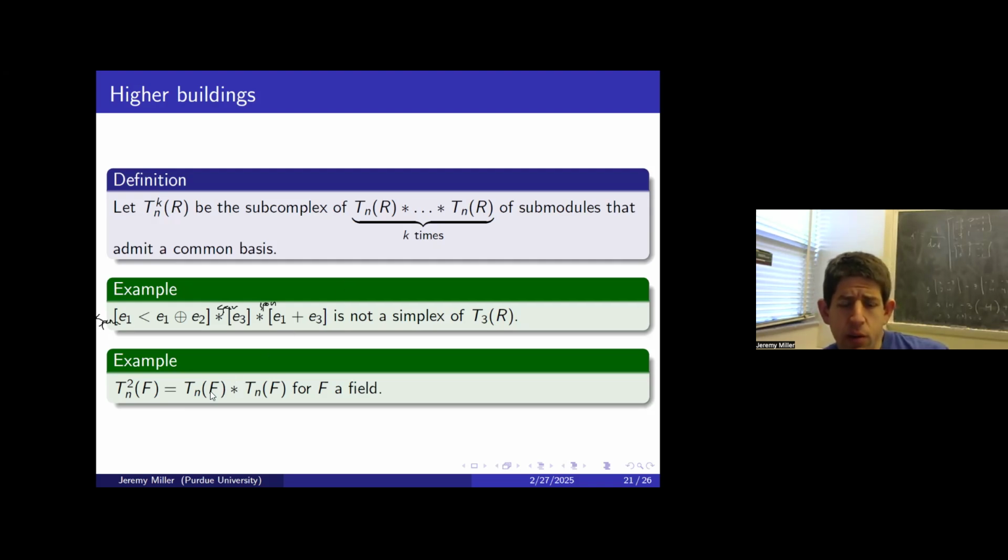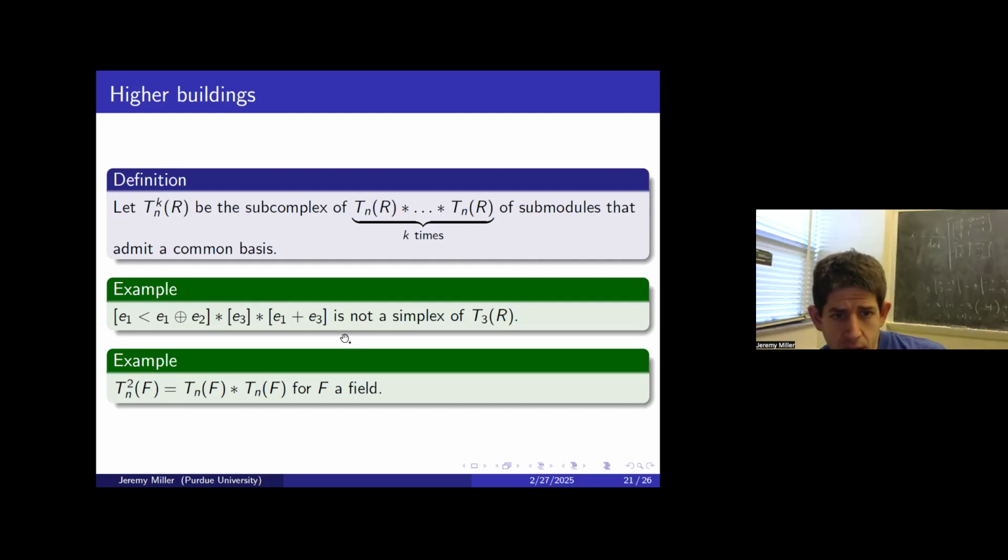On the other hand, if you're working over a field and you're only looking at the T2 building, then it's just the join. So this is a generalization of the fact that if you have any two flags of subspaces of a vector space, they'll have a common basis. Yeah, this is a classical fact.